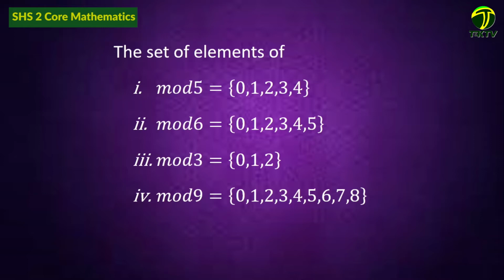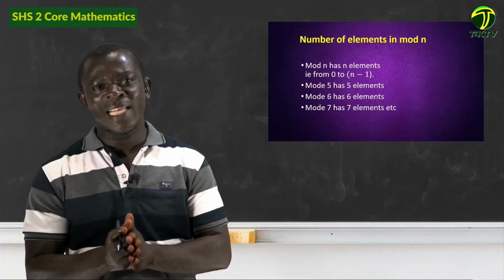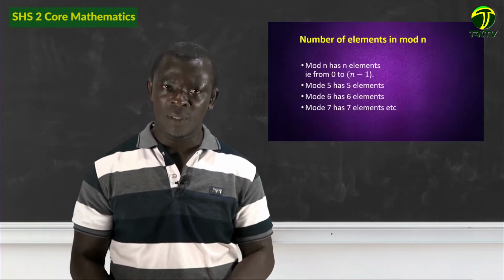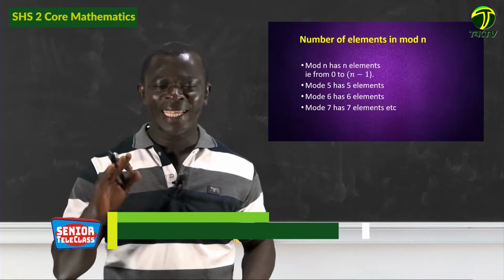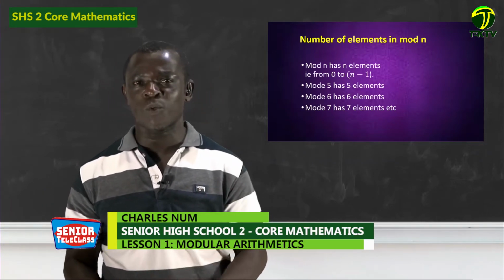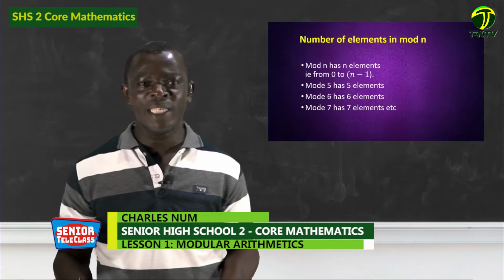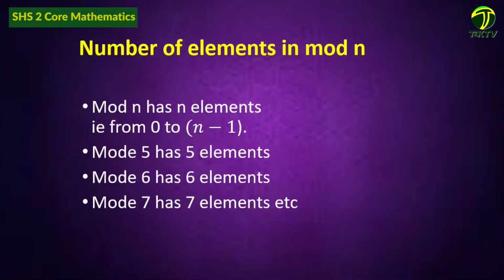If you are being asked to find or list the elements in mod 12, that one will start from 0 up to 11. Okay. Now let's look at the number of elements for a given mod. Just as I told you, mod n has n elements, starting from 0 up to n minus 1. Mod 5, on the other hand, will have 5 elements, from 0 to 4. Mod 6 has 6 elements. Mod 7 has 7 elements, and so on.